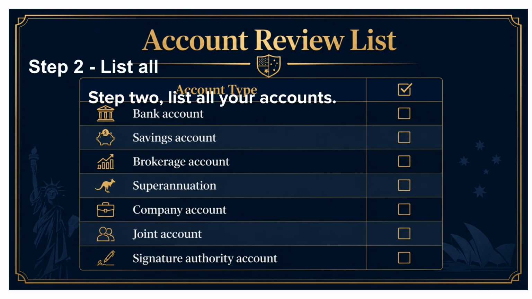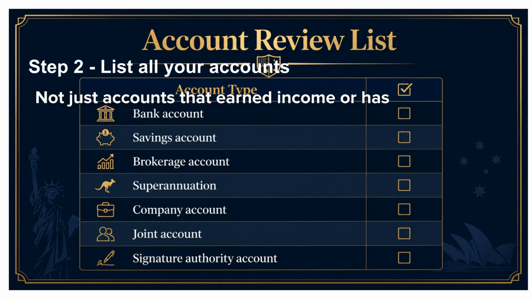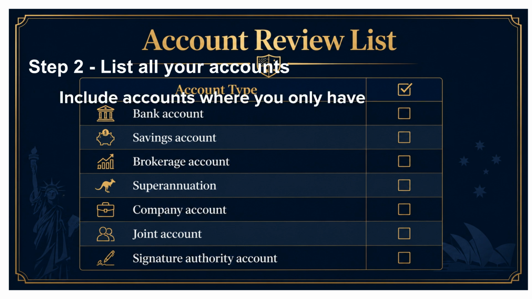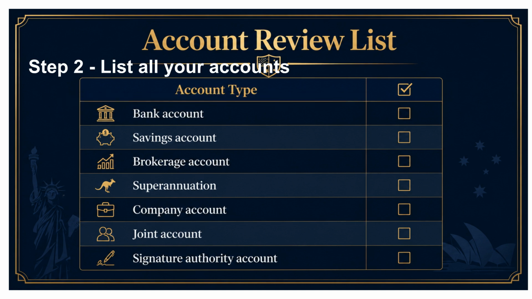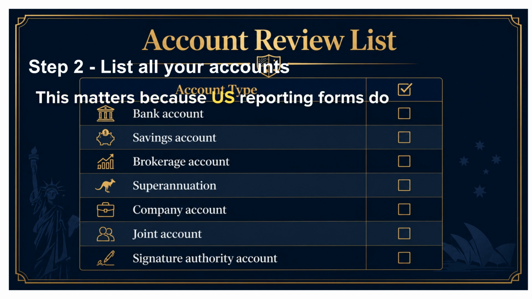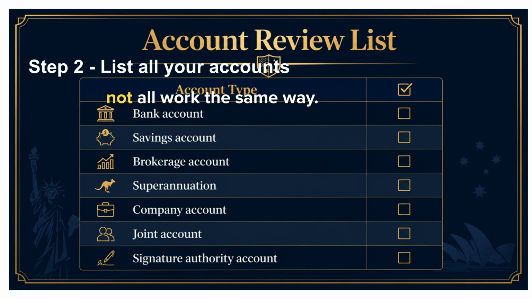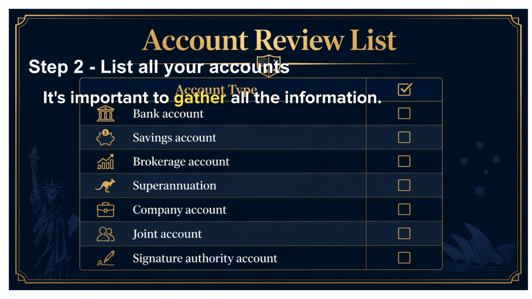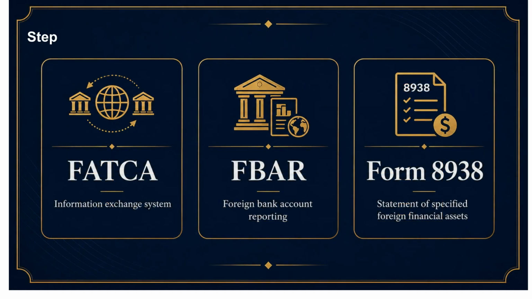Step 2. List all your accounts, not just accounts that earn income or have big balances. Include accounts where you only have signature authority. This matters because US reporting forms do not all work the same way. It's important to gather all the information.